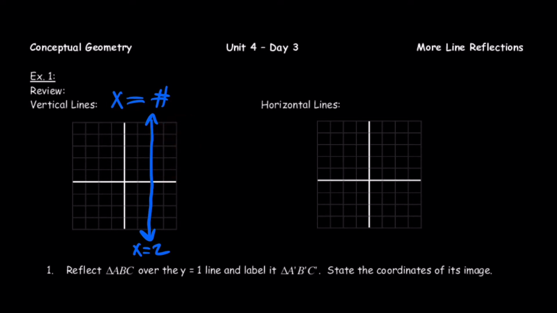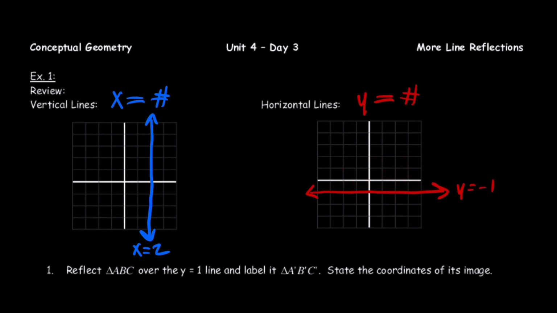Well, a horizontal line then would have the equation y equals some number. So if I sketch in this line here, that would be y equals -1 because every point on this line has a y value of -1: (-3, -1), (-1, -1), (2, -1), so on and so forth.